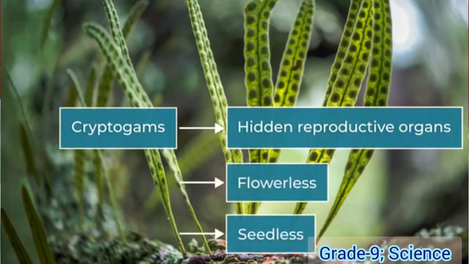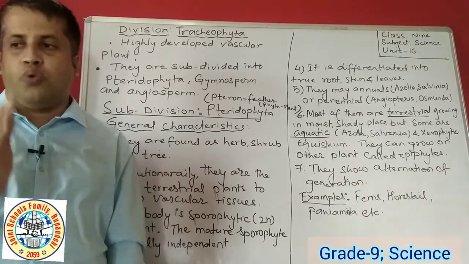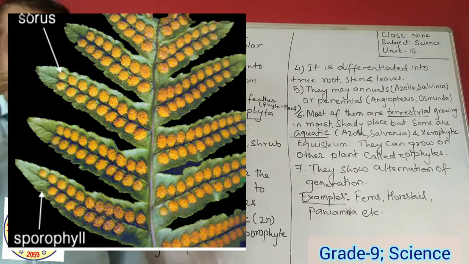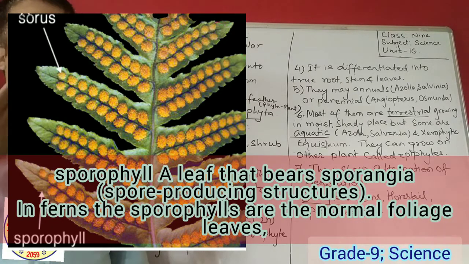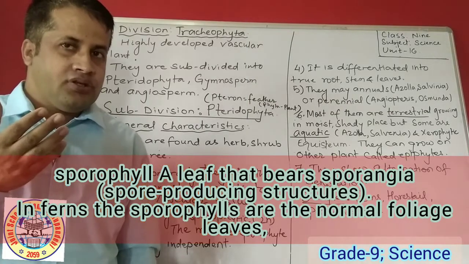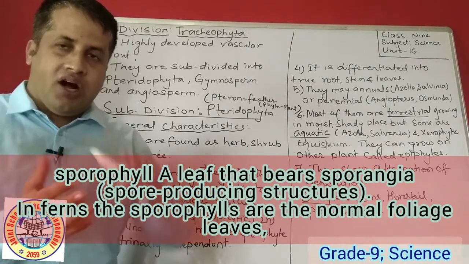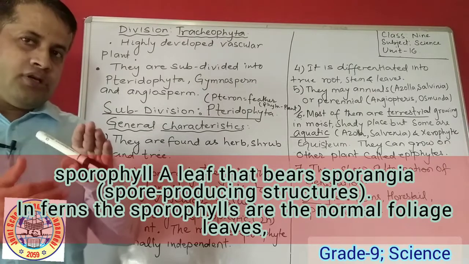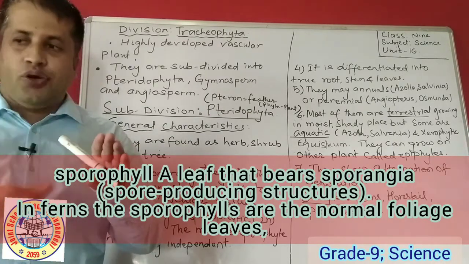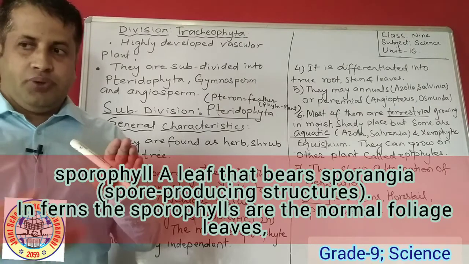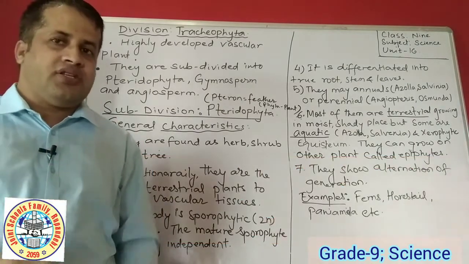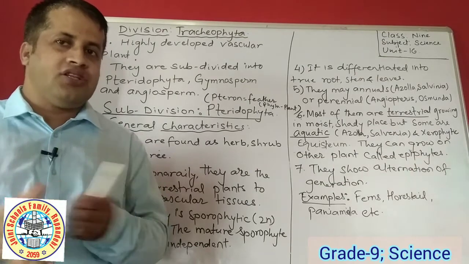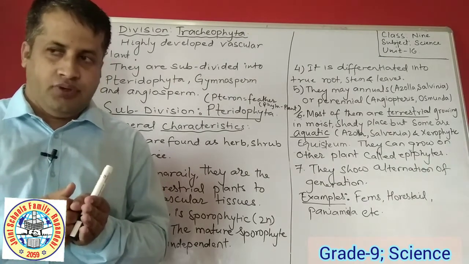This is the type in which reproduction takes place by the formation of sporangia, by means of sporangia under the leaf of this plant, called sporophyll. Those leaves which belong to pteridophyta bear spores under them, and the leaves which bear spores are known as sporophyll leaves. Okay, and these sporophylls bear spores in them, and later on this will help in the reproduction.